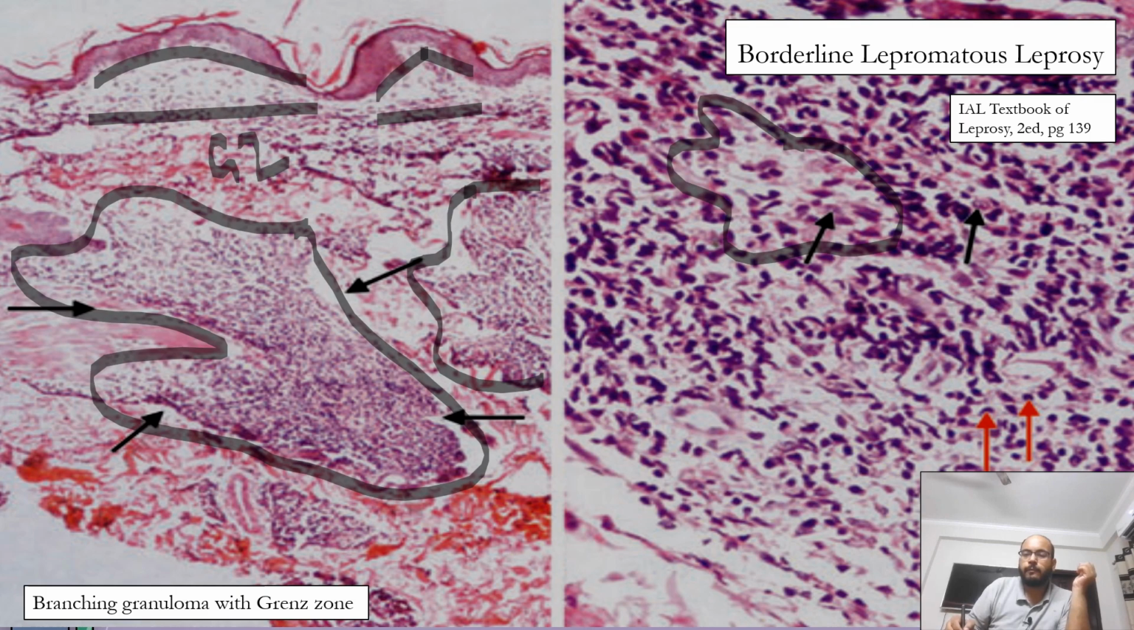Okay. So BL leprosy, loose granulomas, majorly made up of macrophages, epithelial cells, a little bit of foamy change, a little bit of lymphocytes. Okay. Let's move on.